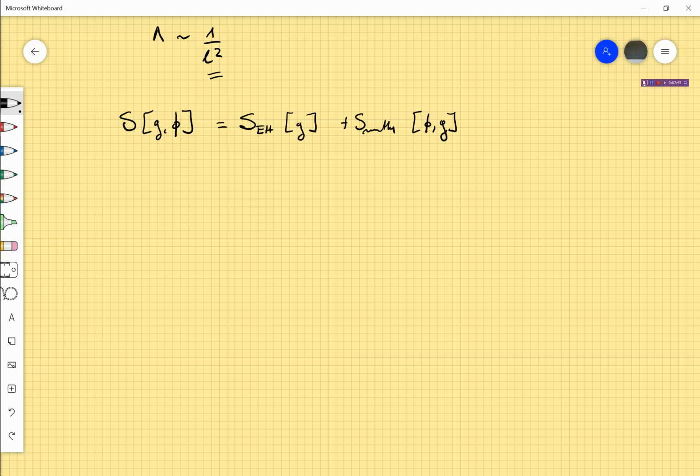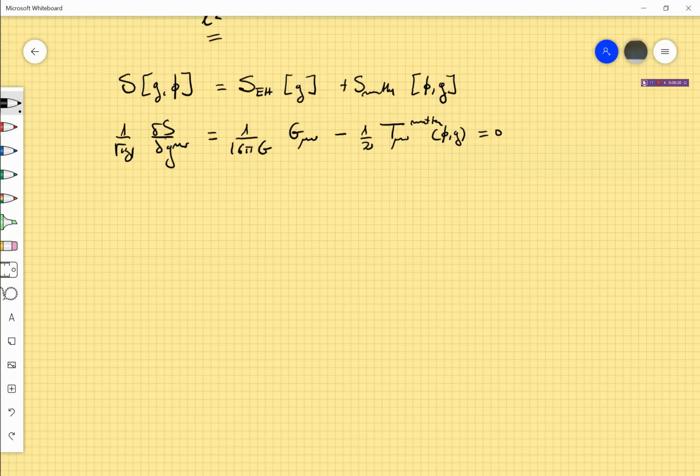Maybe you have boundary terms that we don't care about, and if you vary this action, after all the discussions, you know that this is going to give you 1 over 16 pi G times G mu nu. And this is going to give you minus a half of T mu nu matter. And the equations tell you that this is equal to 0. This matter energy-momentum tensor depends on phi and on g. And now you write this in the standard way.